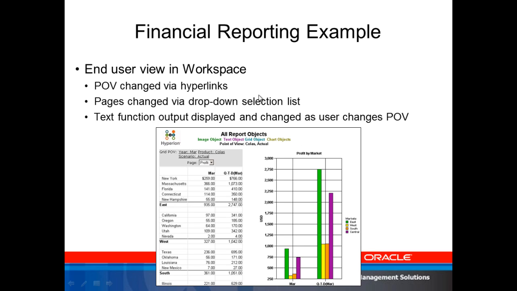But to the end user, they'll view it in Workspace, and they'll see the point of view here in these hyperlinks, and they can click on the hyperlinks and change the point of view. And if there are multiple pages in the report, they can select from the drop-down which page they want to see. And once again, the output of the text object, which contains functions, those functions are then resolved to show the point of view of COLAs and actual here.